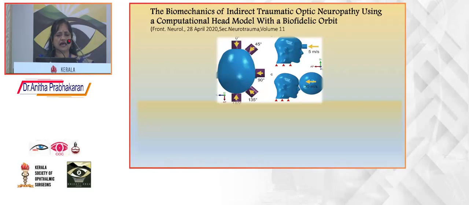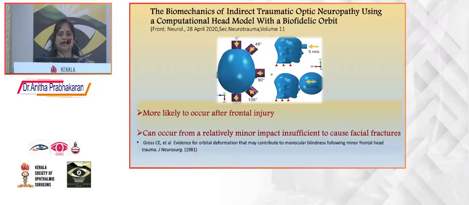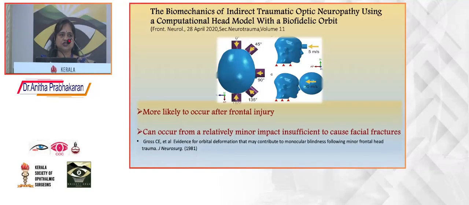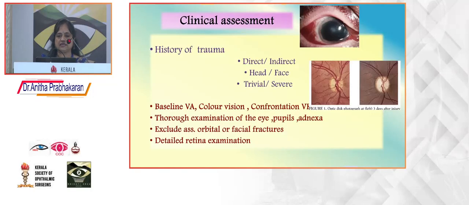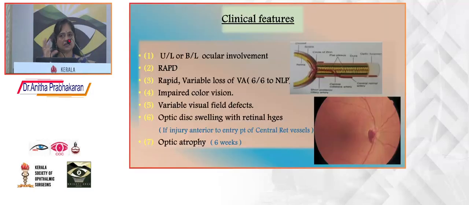And the biomechanics was explained with a computational head model, which showed that this 45-degree trivial injury to the frontal area, to the supraorbital area, is more likely to cause a traumatic optic neuropathy, which explains the boy which we had seen. So clinically, we need to get a detailed history of the trauma and look at features of optic neuropathy and any other associated injury to the orbit and the adnexa.